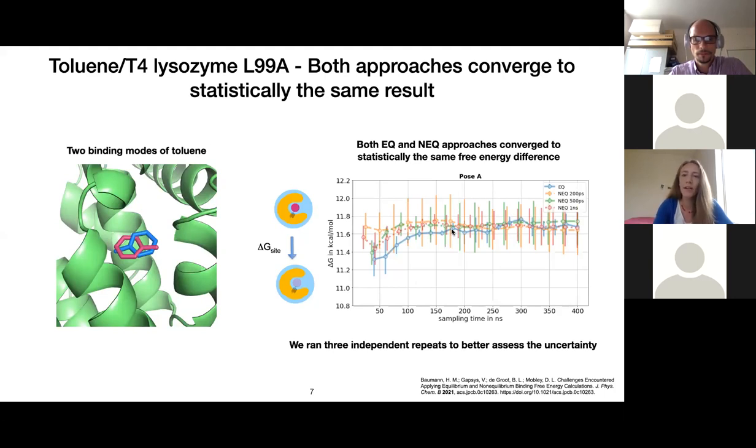And one lesson that we really learned here was that in order to compare the approaches and also then further down to discover sampling problems, it was really important to run independent repeats of the simulation. So here we're showing the mean and standard deviation of 3 repeats. And so that just helped us better assess the uncertainty, since the analytical error estimate usually underestimates the true error.